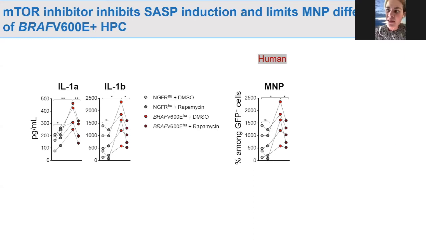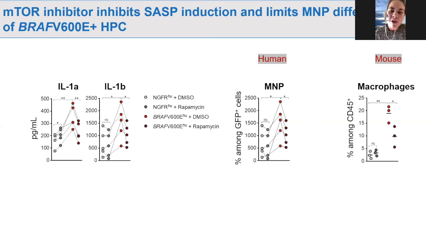And when we treated our mice with rapamycin, we also observed in the bone marrow from our mice a reduction of the myeloid skewing. So this confirmed that the SASP participates in the myeloid skewing.